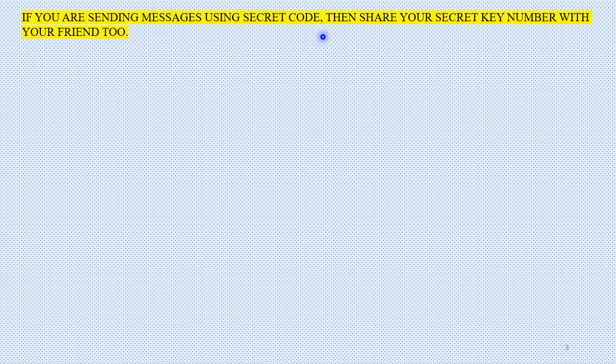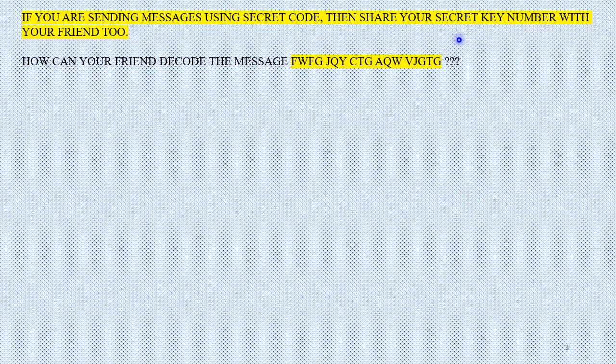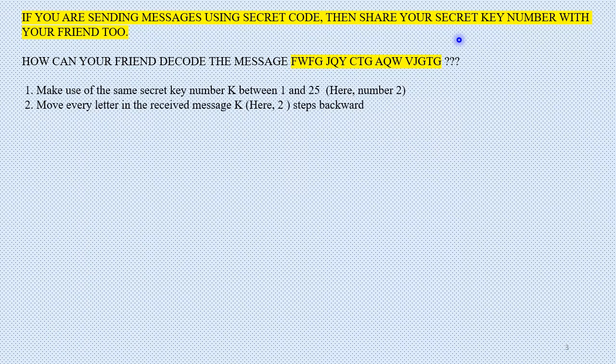If you're planning to share this message with your friend, then one thing you have to do is share the secret key number with your friend too. Make sure it is a trustworthy friend. If you remember, our key was 2. So 2 you already shared with your friend or your parent or whoever is concerned. And the friend has got the message FWFG, JQY, CTG, AQW, VJGTG, the coded version for "dude, how are you there?"